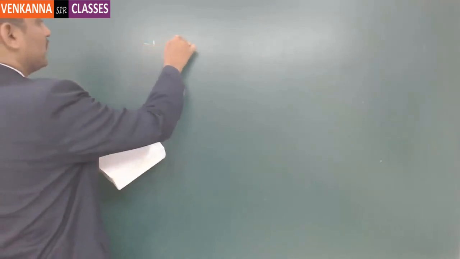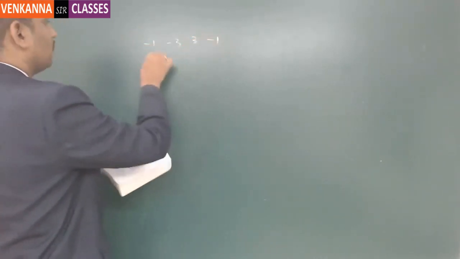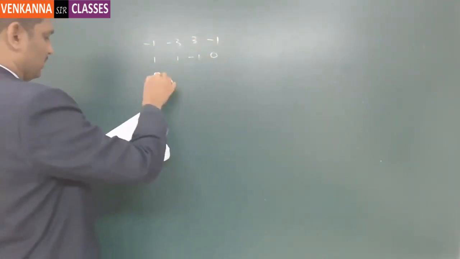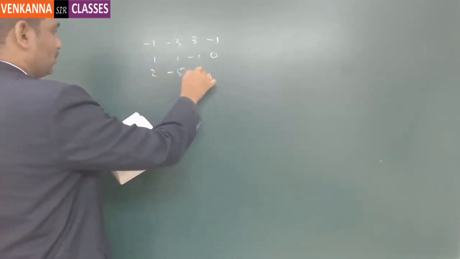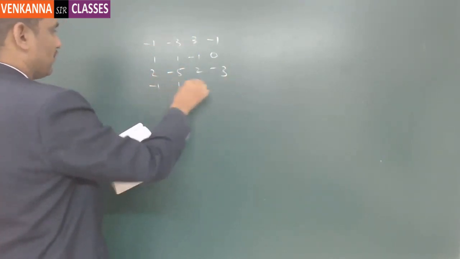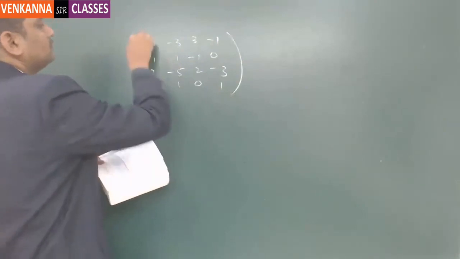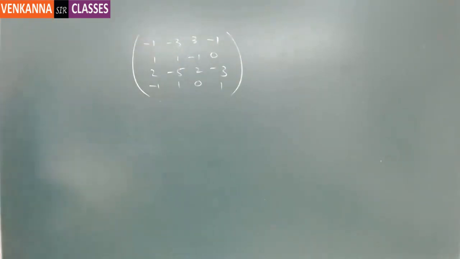Let us take the problem that -1, -3, 3, -1, 1, 1, -1, 0, 2, -5, 2, -3, -1, 1, 0, 1. Suppose this is our matrix A. I want to find the rank of the matrix using echelon form.